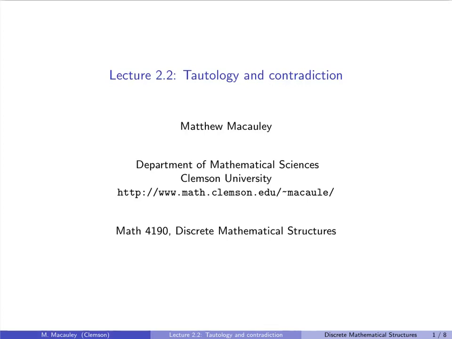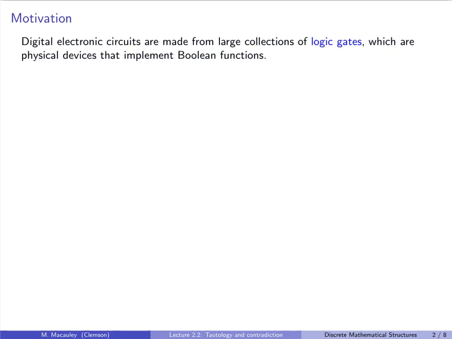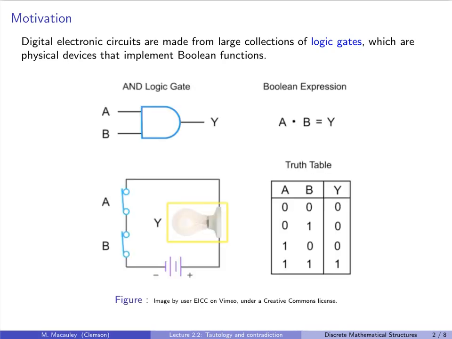Welcome to Lecture 2.2, Tautology and Contradiction. One way to motivate this topic is by looking at the application of digital electronic circuits, which are made from large collections of logic gates. These are physical devices that implement Boolean functions. We'll start with the AND logic gate as an example.